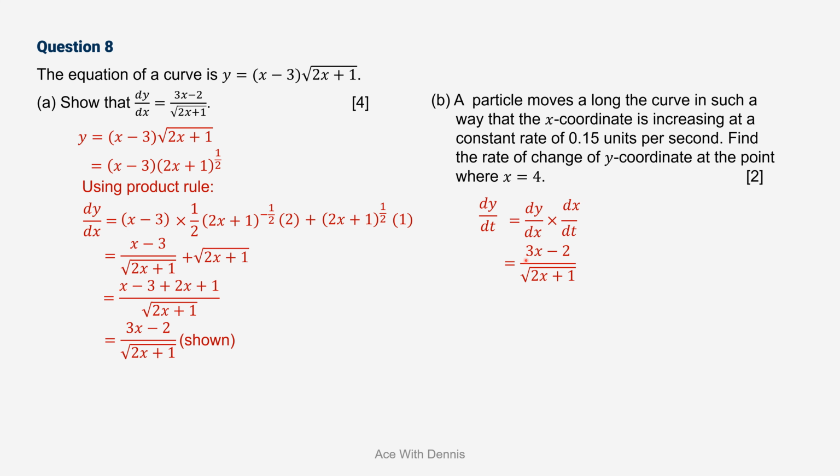Right, so dy over dx is 3x minus 2 over square root of 2x plus 1. dx over dt is given, 0.15. Next, when x equals 4, then dy over dt will be, substituting x to be 4, 3 times 4 minus 2 over square root of 2 times 4 plus 1, then times 0.15. Then calculate everything here, we will have 0.5 units per second. So this is the rate of change of y-coordinate where x equals 4.